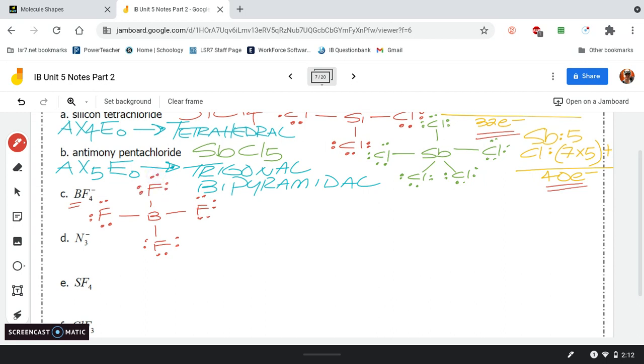Okay, so now the target number. What are we allowed to have? From a target number standpoint, boron, or B, is going to contribute 3. And then I'm going to add that 3 to fluorine. So the fluorine is going to contribute 4 because there's 4 of them, times 7.